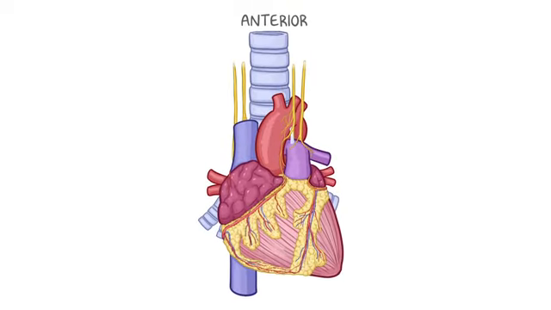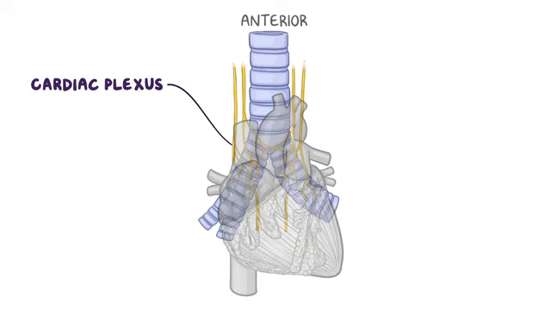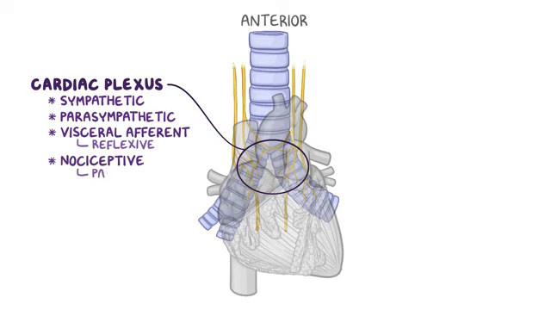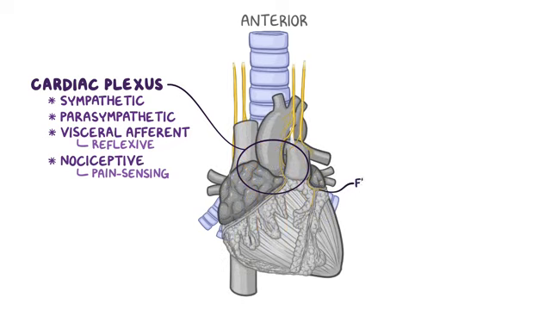In addition, the conducting system of the heart is supplied by the cardiac plexus, which is most commonly found on the anterior surface of the bifurcation of the trachea, posterior to the ascending aorta, and the bifurcation of the pulmonary trunk. The cardiac plexus has both sympathetic and parasympathetic fibers, as well as visceral afferent fibers for the reflexive and nociceptive, or pain-sensing, fibers of the heart. The fibers of the cardiac plexus run along the coronary vessels and conducting system.